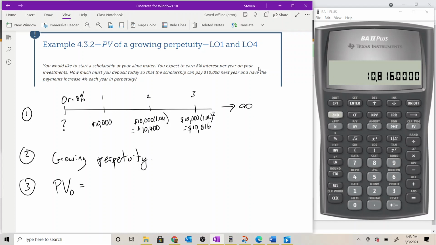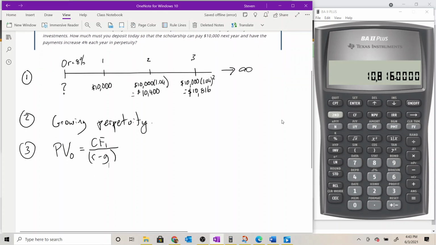And the formula for that is the present value at some period, here time period 0, is equal to the cash flow one time period later. In this case, that's 1 year later. So I'm going to write CF sub 1 divided by the interest rate minus the growth rate in those cash flows, where R is the interest rate, just like always, and then G is the growth rate in the cash flows.